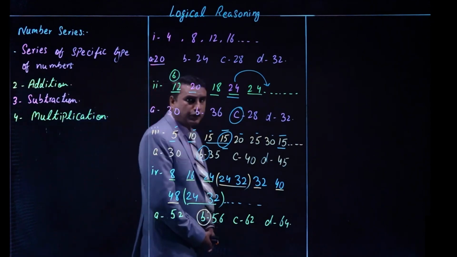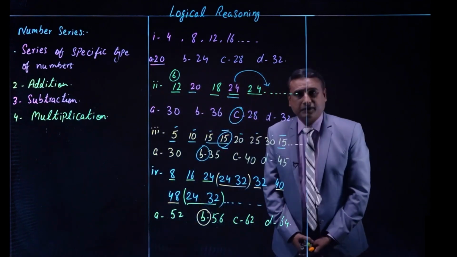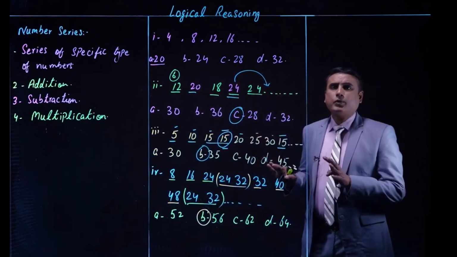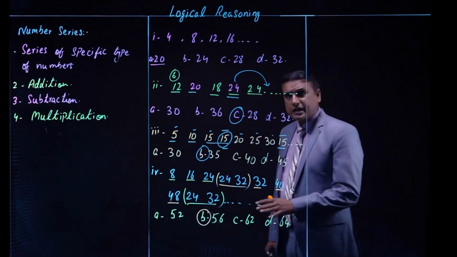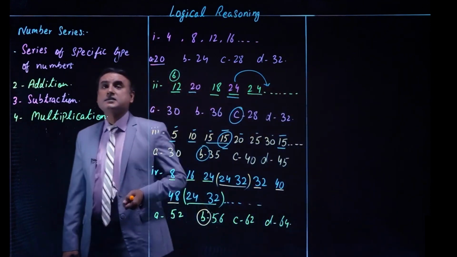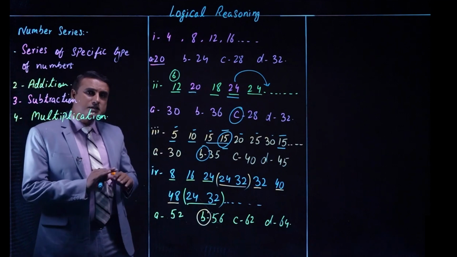Because 8 8s are 48 and 8 7s are 56. So nothing to worry about. Again, I'm emphasizing, rather I should say I'm emphasizing again and again that this is not difficult.